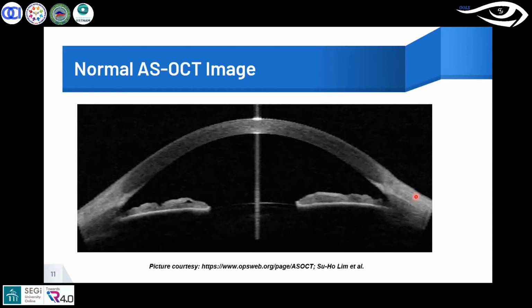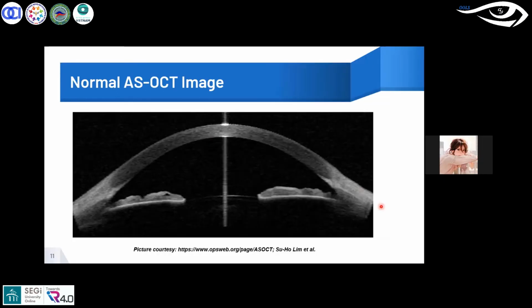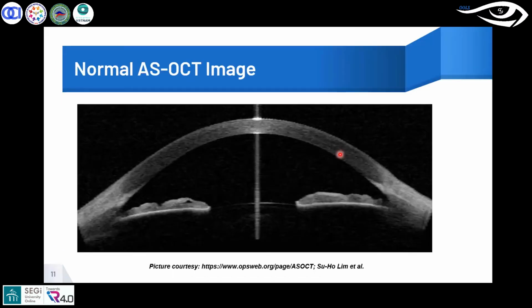So let's begin the diagnosis and images with a normal OCT image. So this is how a normal AS-OCT image would look like. If you can see, there is a certain amount of reflectivity which is found in the corneal location. But if you look at the limbus and the conjunctival locations, it is a little higher reflectivity. This is comparatively of higher reflectivity than that of the cornea. So this is how you explain reflectivity, based on the grayscale. So this is how a normal reflective cornea should look like.